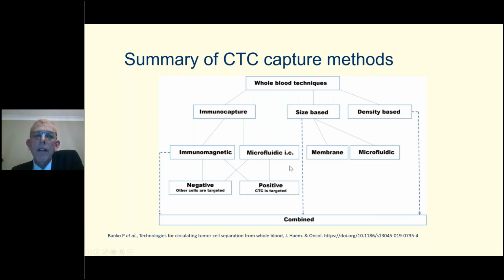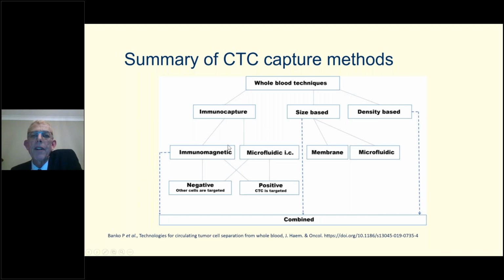And then there are microfluidic methods, which are a slightly different technology to immunomagnetic, but they're using kind of filter devices, stepwise exclusion devices that we can then further positively or negatively select the rare cells that we seek.